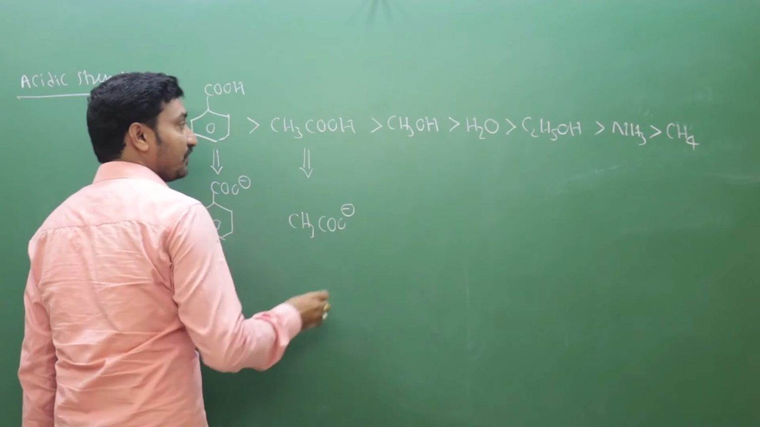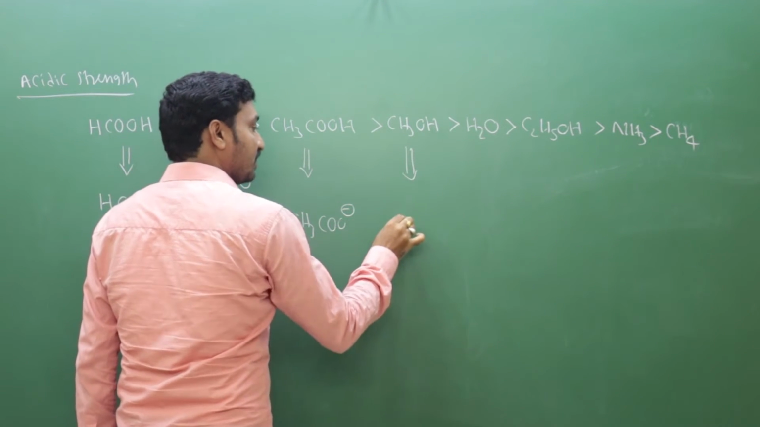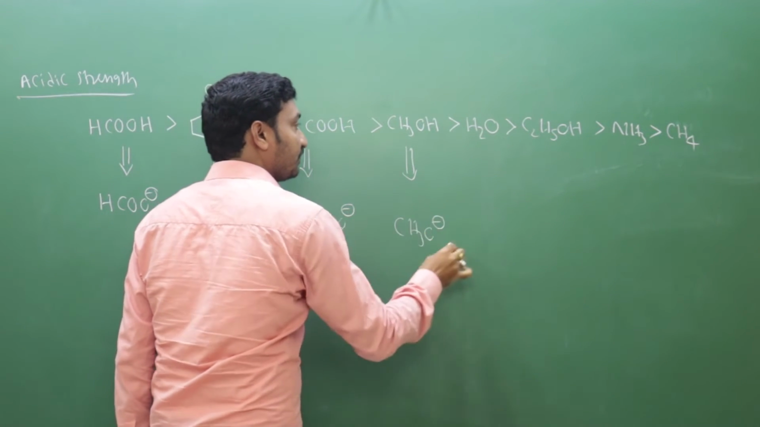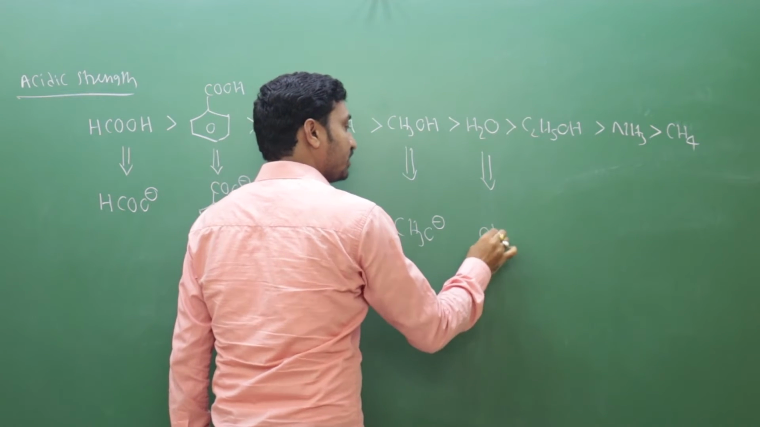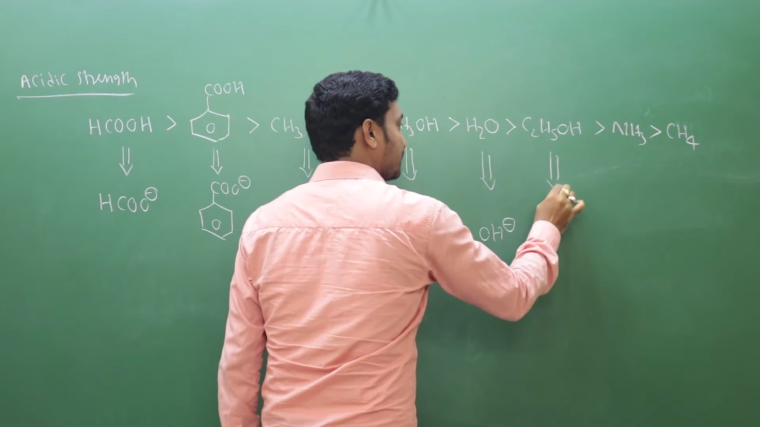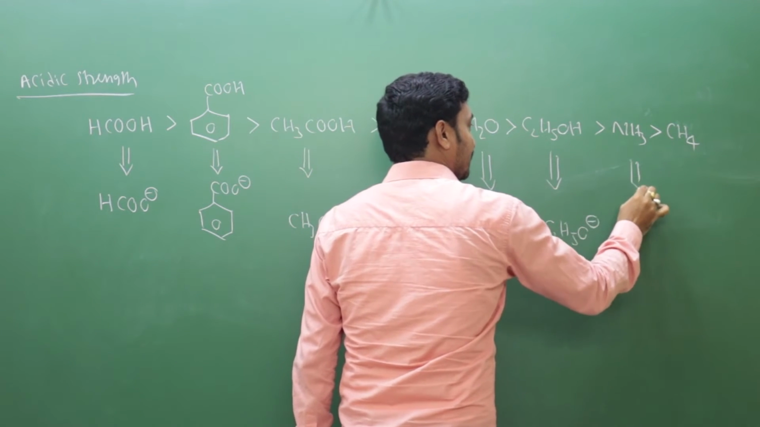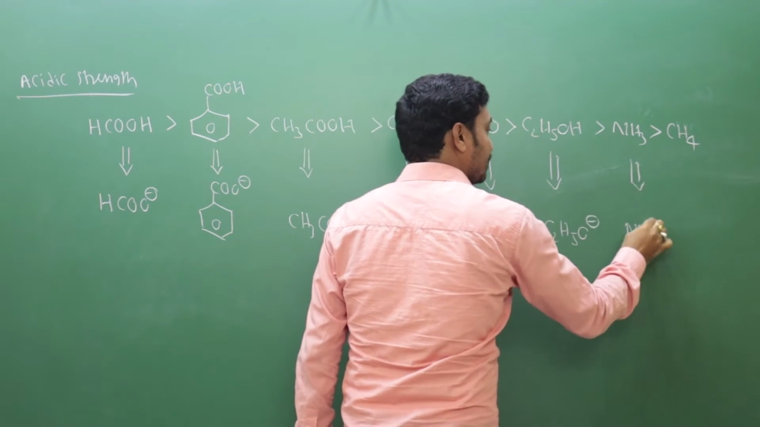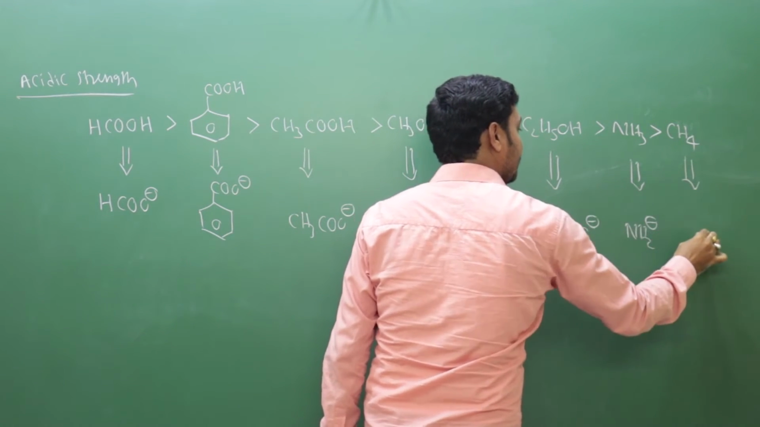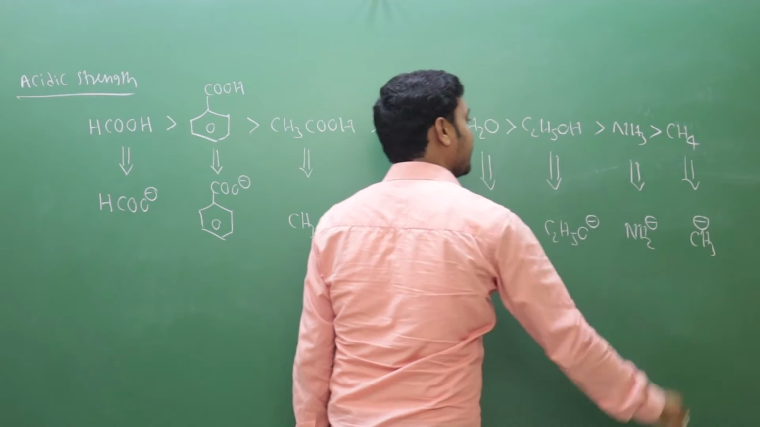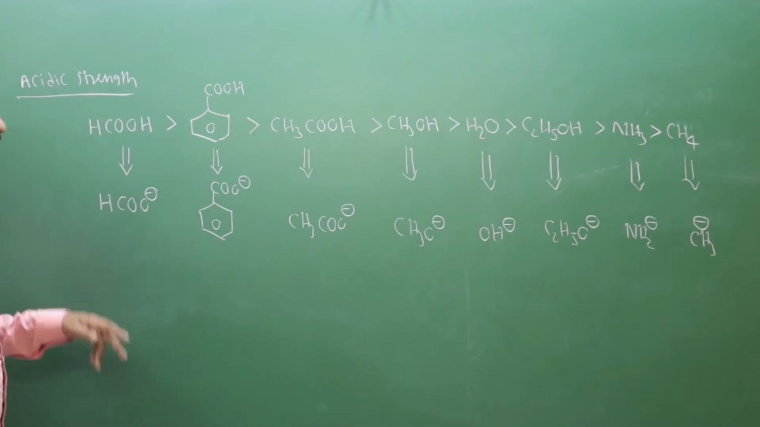CH3COO minus. Here, what is the conjugate base? CH3O minus. Conjugate base OH minus. Conjugate base C2H5O minus. Conjugate base NH2 minus. Conjugate base CH3 minus. So these are the conjugate bases.